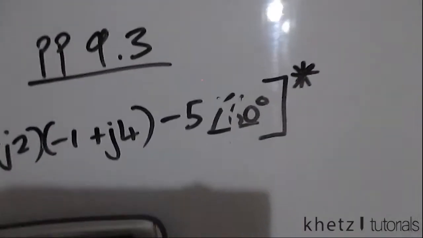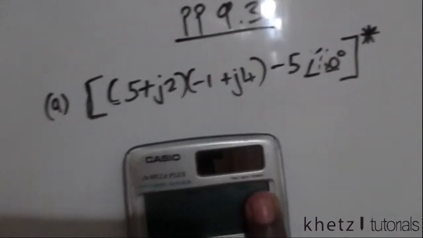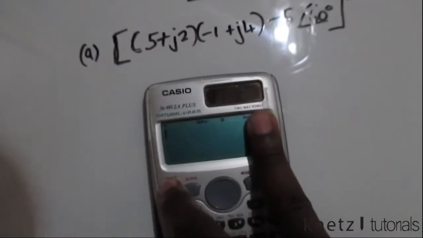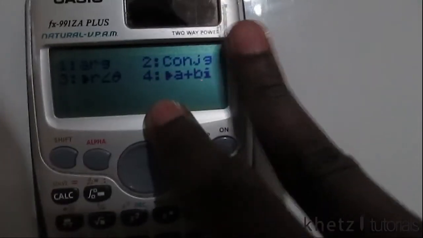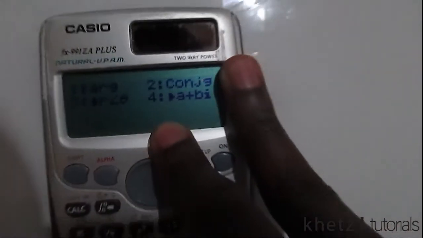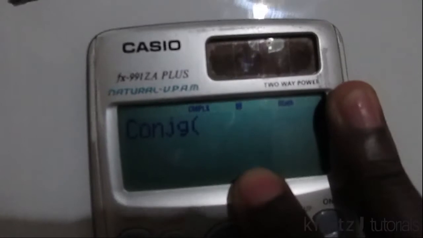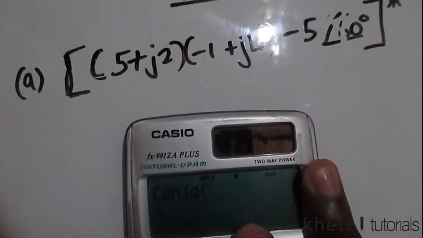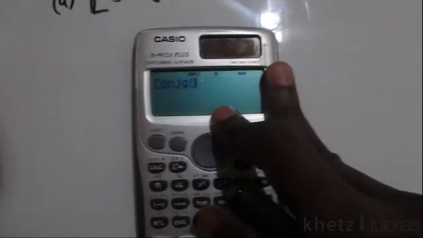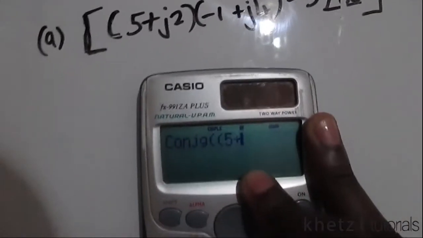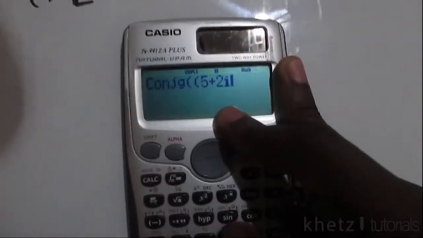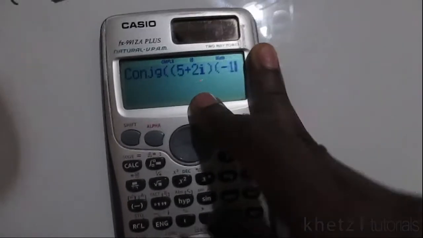This asterisk, as I said, represents the conjugate, and you can actually find the conjugate of everything using your calculator. This is how you do it. Press shift option 2, then go to the second option, which has CONJG, which stands for conjugate. You have your starting bracket, and now you can start entering what's inside these huge brackets. So you're going to have 5 plus 2i, and your i would be this ENG button over here. You're going to multiply that with negative 1 plus 4i.